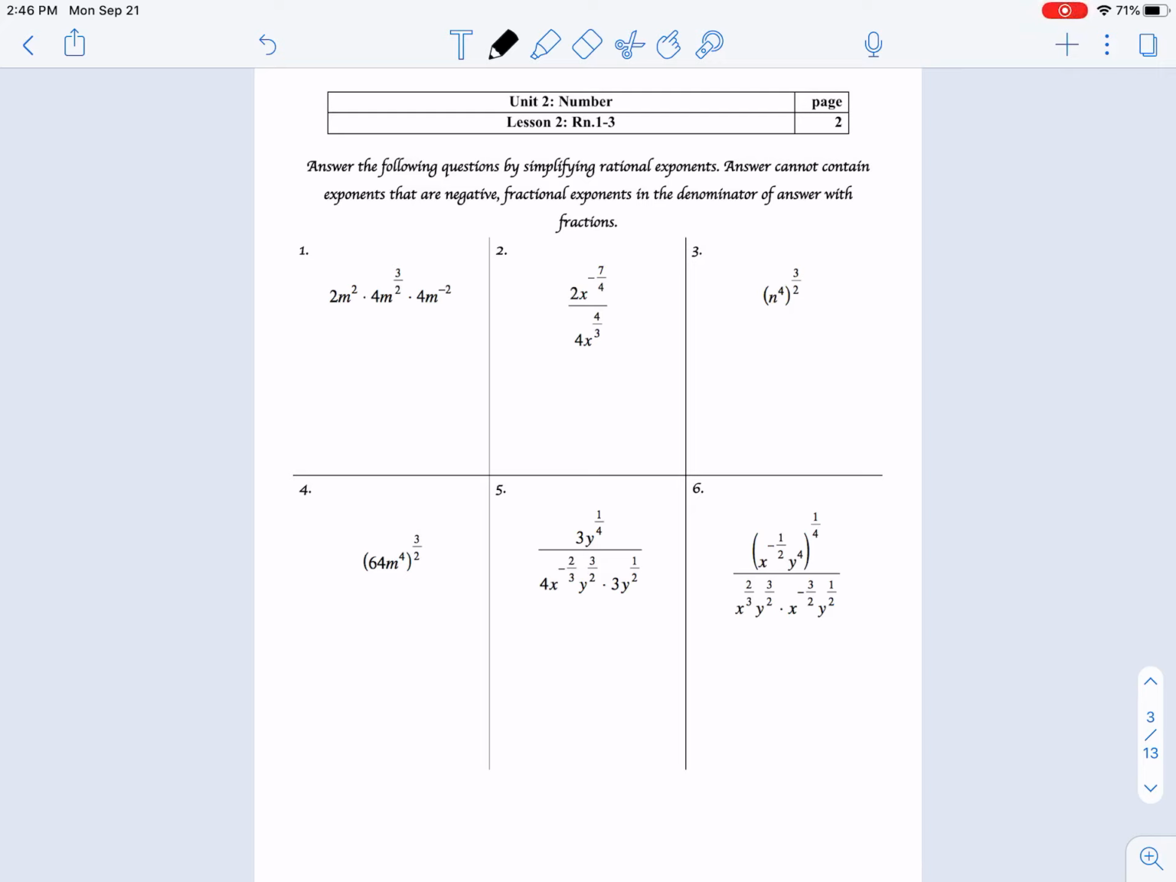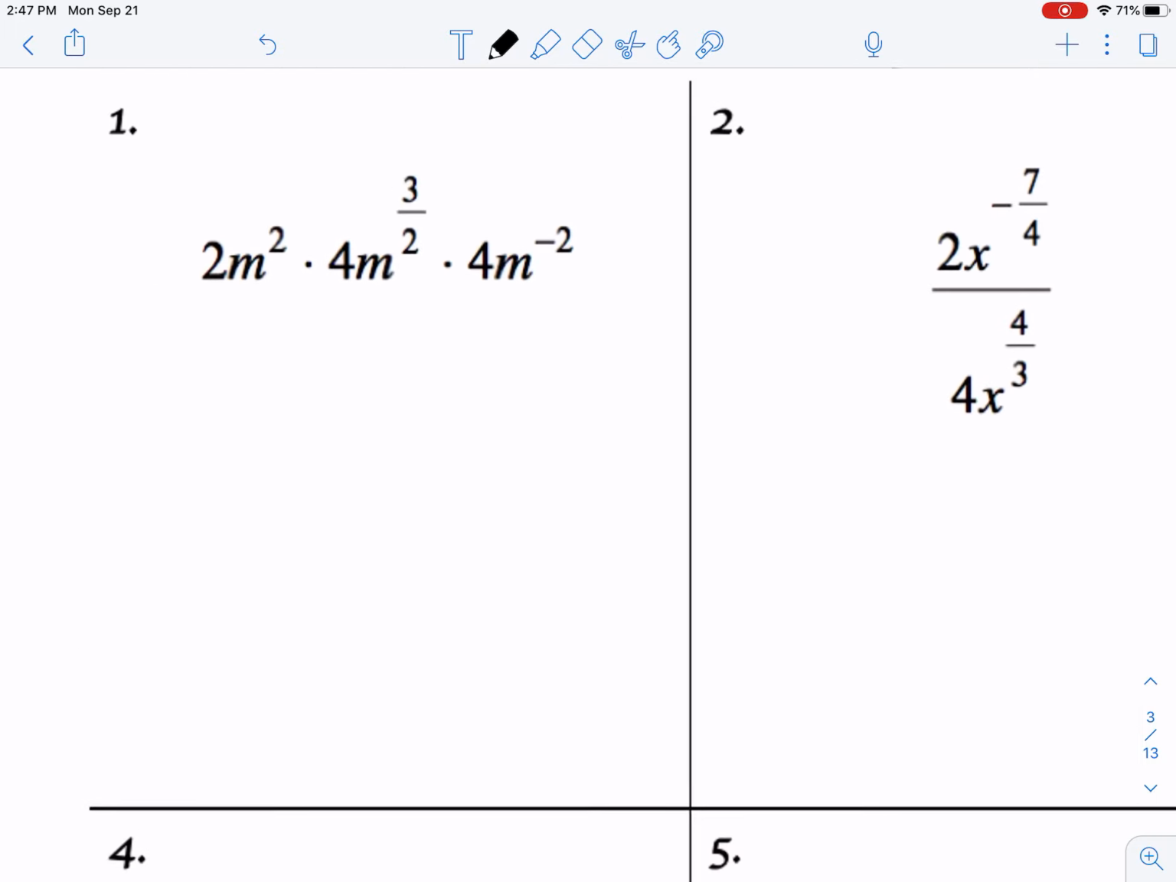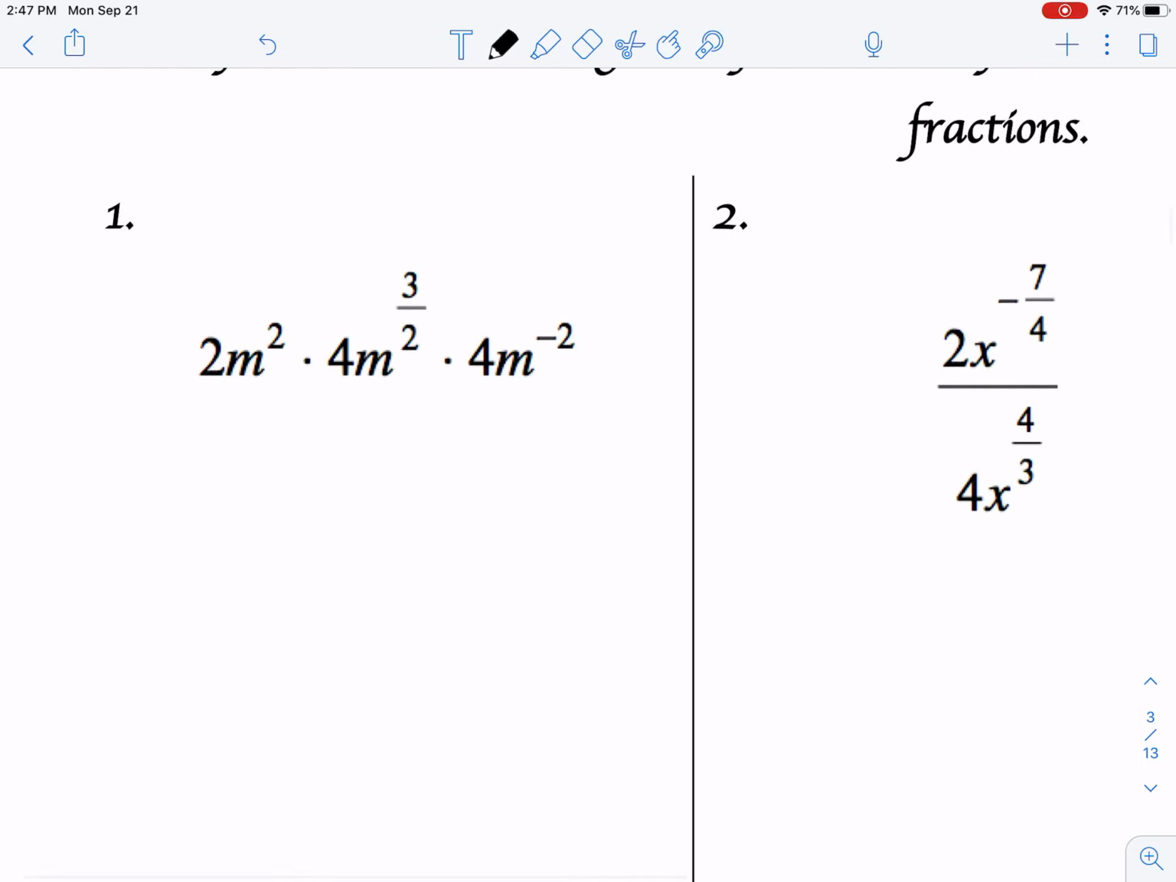In this video, I'm going to go over a couple more examples that should be a little bit more complex than what we did in the last video. So I'm going to start off with question 1. Now, what you want to do in these is try to identify all of the stuff you have going on, okay? So I see multiplication.